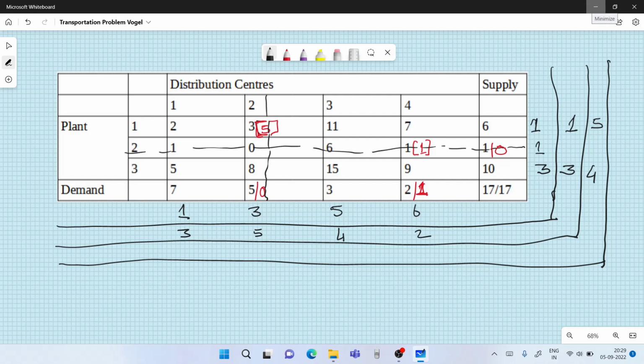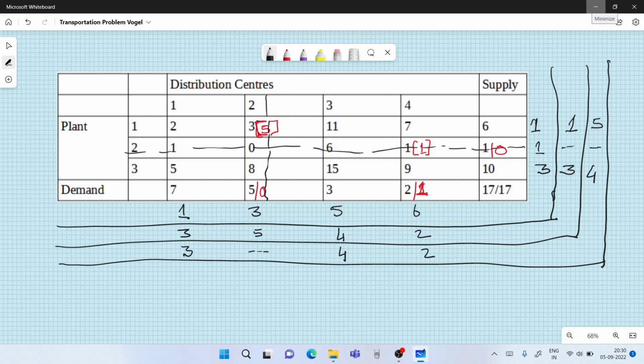Column number 1, it's going to be 3. Column number 2, everything satisfied, so need not be considered. Like row number 1 is not being considered here. Okay, now column number 3, it's going to be 4. And column number 4, it's going to be 2.